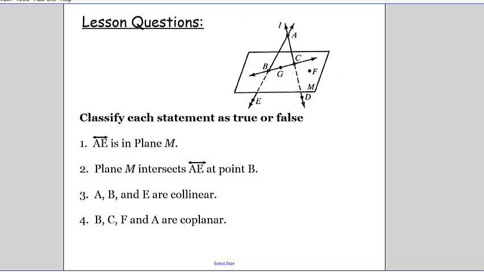There are your lesson questions for the day. So please make sure you fill in the entire form with these 4 lesson questions, and you're classifying each statement as true or false.